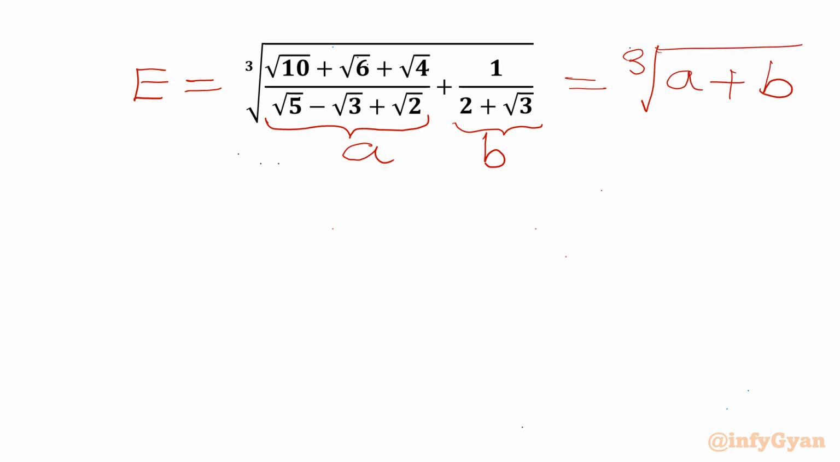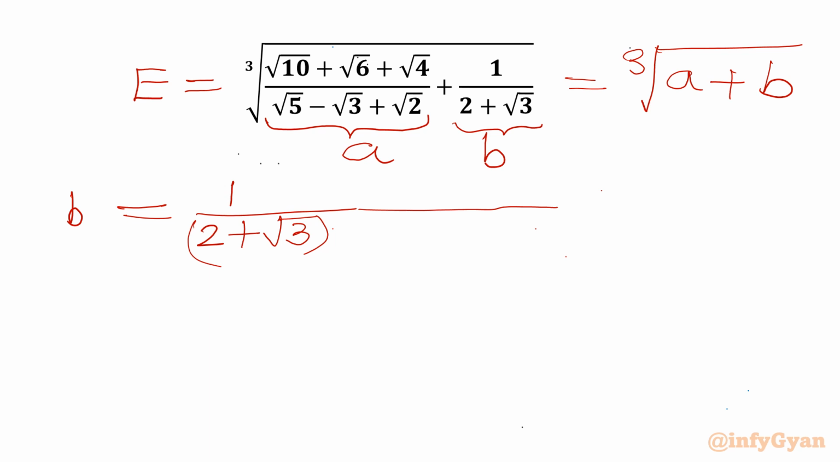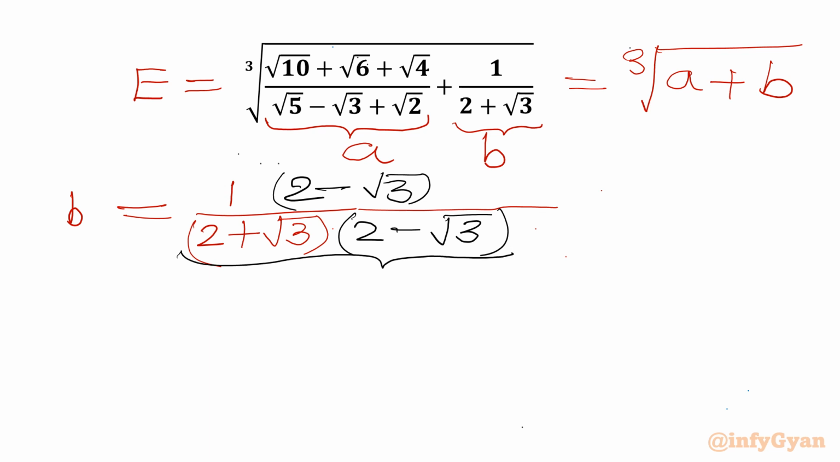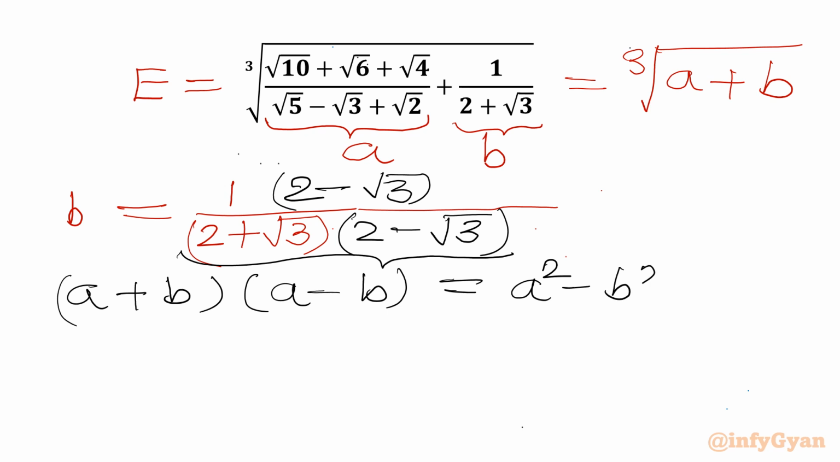Now we will simplify A and B separately. So I will start with B, which is 1 over 2 plus square root 3. Now we will rationalize our denominator. So we need to multiply numerator and denominator by the denominator's conjugate, which is 2 minus square root 3. Now we have in the denominator one algebraic form, (a plus b) times (a minus b). So here we can use the difference of two squares formula.